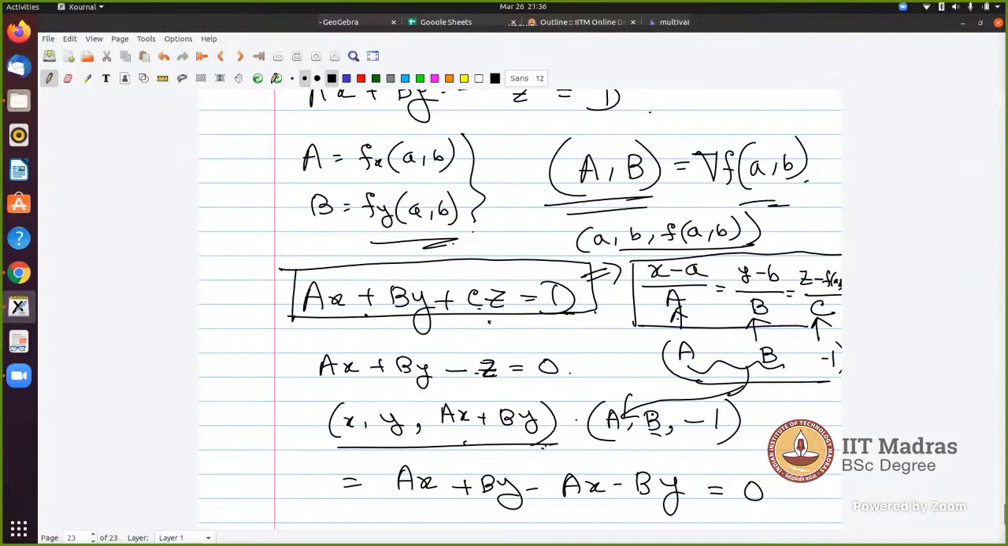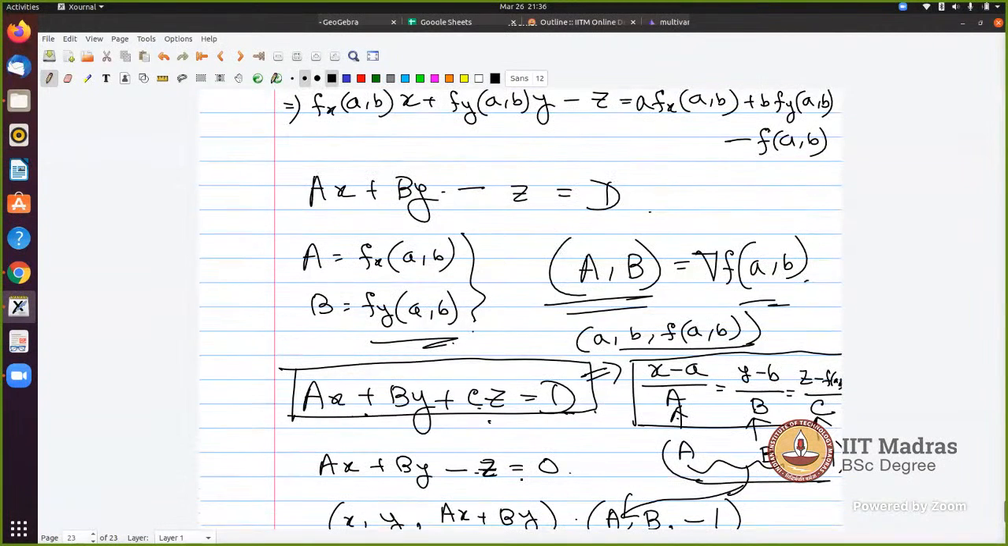But the direction cosine concept has not come yet, sir. Exactly, because I did not want to go there, but now at least you get an idea. Suppose you have a plane, this is the equation of a plane. Then this is the straight line passing through the point a comma b comma f of a comma b, perpendicular to the plane.